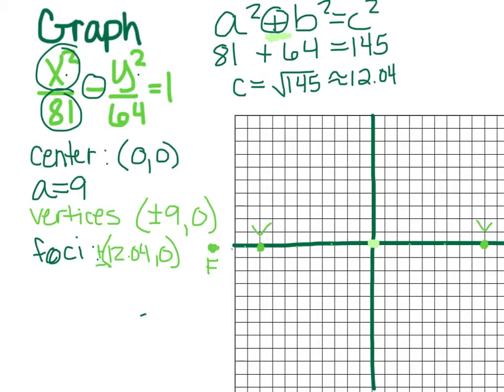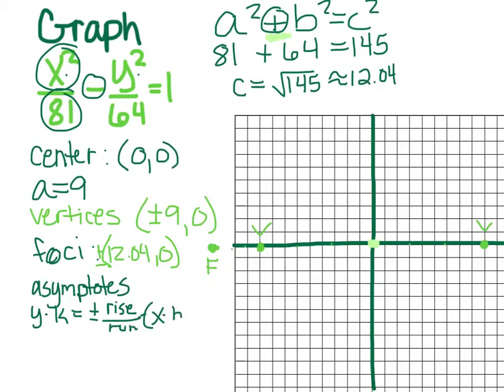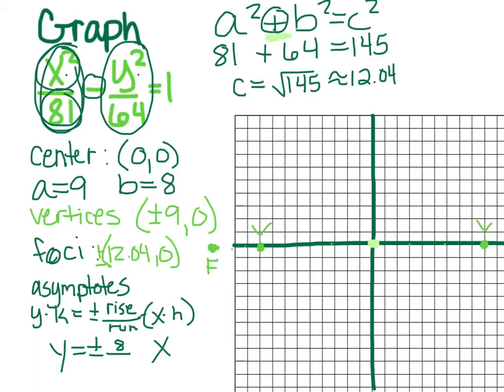All right, now we don't have co-vertices, but we do have asymptotes. And the equation of your asymptote is always y minus k equals plus or minus rise over run of your slope, and then x minus h. But in this case, we don't have an h or a k, so we just have y equals plus or minus something times x. Our rise in the y direction will be the b value, and in this case, b is the square root of 64, which is 8. So we're going to rise 8. And then in the x direction, we're running square root of 81. We're running 9. So our asymptotes are y equals plus or minus 8/9 x. We're going to rise 8 and run 9.